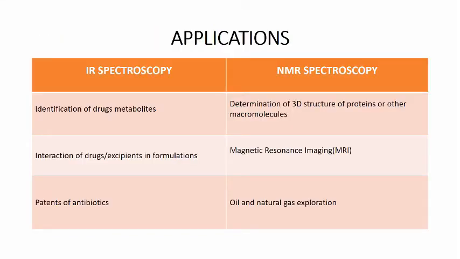For the applications, IR spectroscopy is usually suitable for identification of drug metabolites, for the study of interaction of drugs or excipients in formulations, and also the patterns of antibiotics. Meanwhile, NMR spectroscopy is suitable for determination of 3D structure of proteins, and other applications that apply the same principle are magnetic resonance imaging, MRI, and also oil and natural gas exploration.